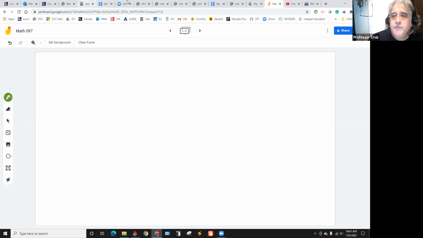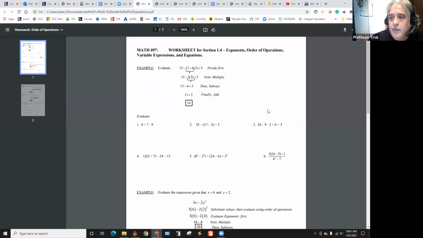All right. So we're using order of operations. What it generally means is we're going to have everything in here, including exponents. The first one that they start out with, the example, is 15 minus 12 divided by 6 times 2 plus 5. And like I said, it's really pretty bad form, but they seem to always do it in the first chapter of all of these textbooks.